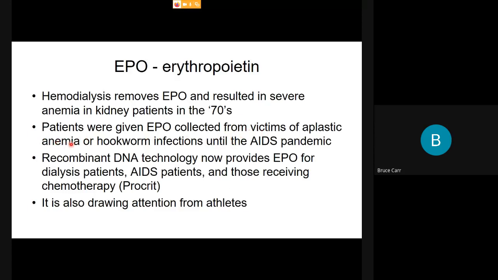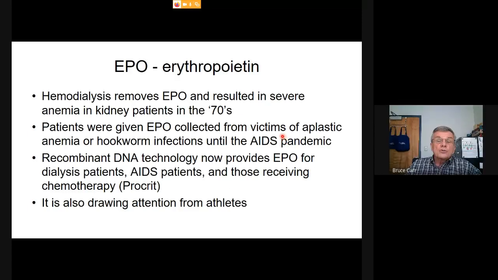Patients were given EPO, originally collected from victims of aplastic anemia. If they had a B12 deficiency, then their EPO is high. Or they had hookworm infections, which are destructive of red blood cells, and their EPO is high. And this was continued until the AIDS pandemic, which now prohibits blood pooling.